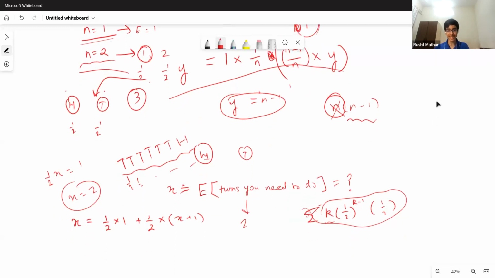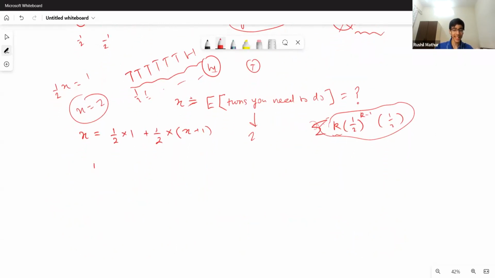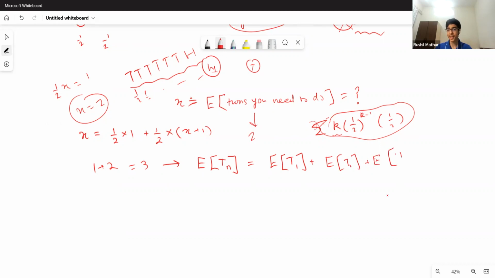And be very careful here. We have actually used linearity of expectation without realizing that we were being so careless. When we said that we can do 1 plus 2, 3, that's actually saying that the expected value of the number of turns to get all n is the expected value of the number of turns to get the first one, plus the expected value of turns to get the second one, plus the expected value of turns to get the third one, and so on.